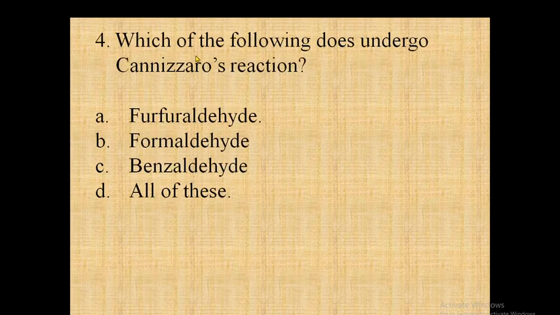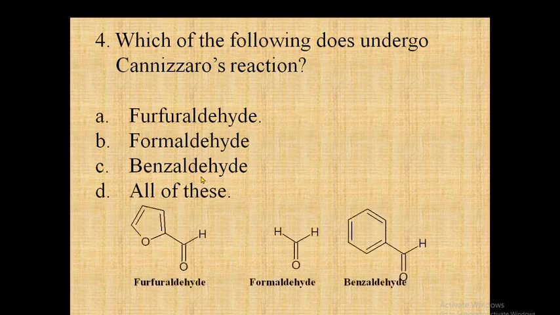Which of the following does undergo Cannizzaro reaction? We'll have to find out which will show the Cannizzaro reaction. First is furfural aldehyde, then formaldehyde, benzaldehyde, and D all of these. What's the condition for Cannizzaro reaction that we have seen? There should be the absence of alpha hydrogen atom. In furfural aldehyde, formaldehyde, and benzaldehyde, all three have absence of alpha hydrogen atom, and therefore all three will undergo the Cannizzaro reaction. So all of these is the right answer.